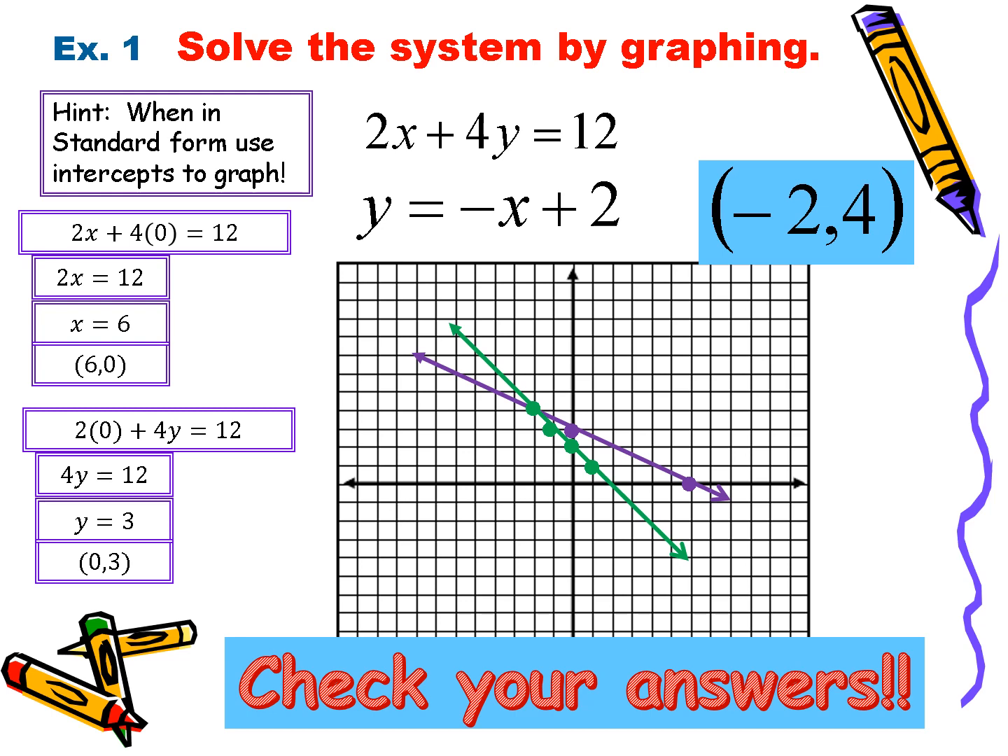So let's check our answers. 2 times negative 2 is negative 4. 4 times 4 is 16. So negative 4 plus 16 is 12. But just because it makes one true doesn't mean it makes both true. So let's go in and try the next one. Negative x, so that's negative negative 2, which is positive 2. 2 plus 2 is 4. Okay, so that coordinate point makes both equations true, so we know we've gotten it right.